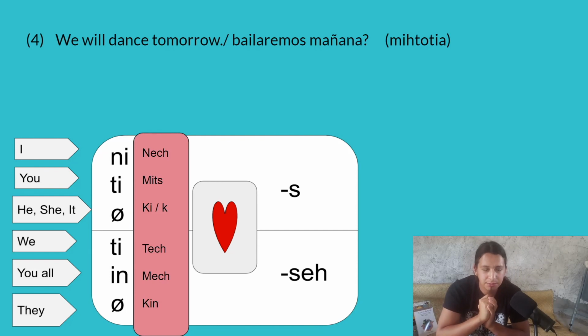We will dance tomorrow. Mihtotia is to dance. Okay, so let's put it together. Ti plus se will mean we. So ti mihtotiase? No, we forgot one more part. We've got to take out the a in mihtotia. Why? Because, again, remember, it ends in oa or ia. If it ends in that, you're going to take it off a lot of times. So here we take it off. The word mihtotia, which is the real root word, will turn into mihtoti. So now we're saying timihtotise.